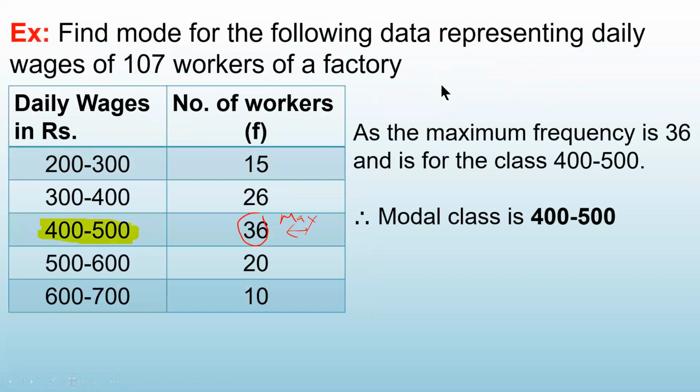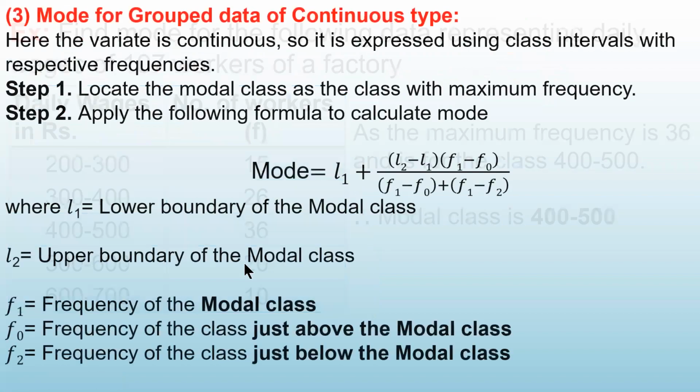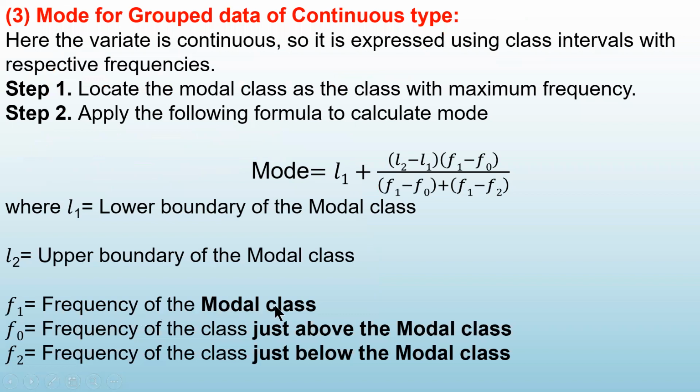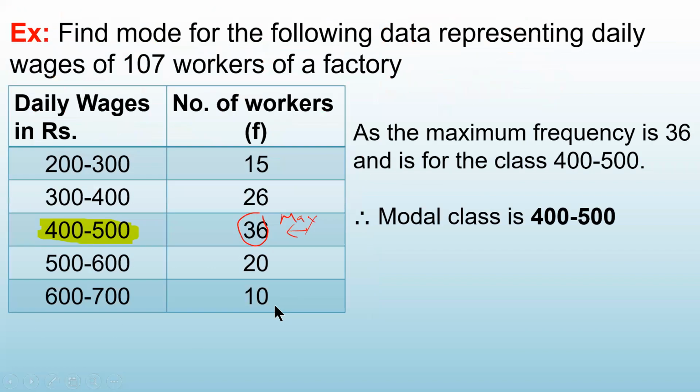So what is F1? Look at here. F1 is the frequency of the model class. Okay. So this is a model class. इसका frequency 36 है. यानी F1 is 36. What is F0? 1 के पहले 0 आता है ना, तो इसके पहले वाली क्लास का फ्रीक्वेंसी, so this is F0. And 1 के बाद 2 आता है, so this is F2. This is how you have to remember. Frequency of the model class, call it as F1.